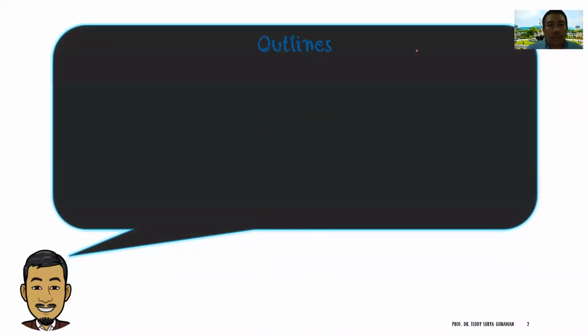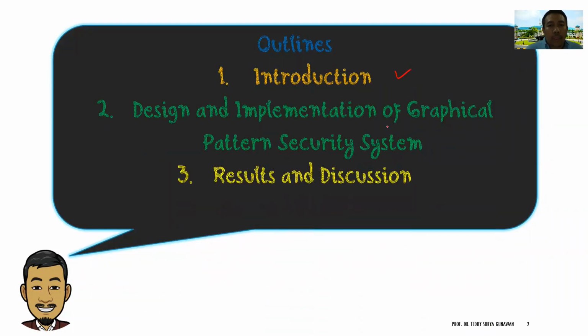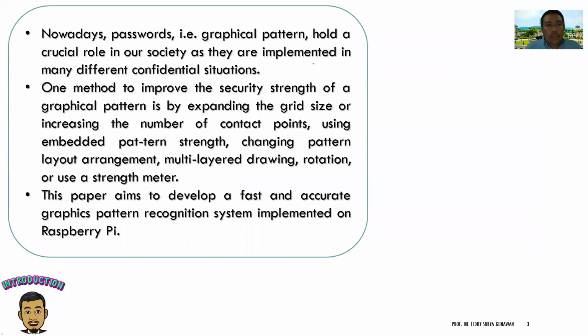Okay, so the first one will go to the introduction and the objective of this paper, and then we'll go to the design and implementation of graphical pattern security system. Okay, and then we go to results and discussion. So actually, this is more like a prototype validation, and the last one will be on the conclusions.